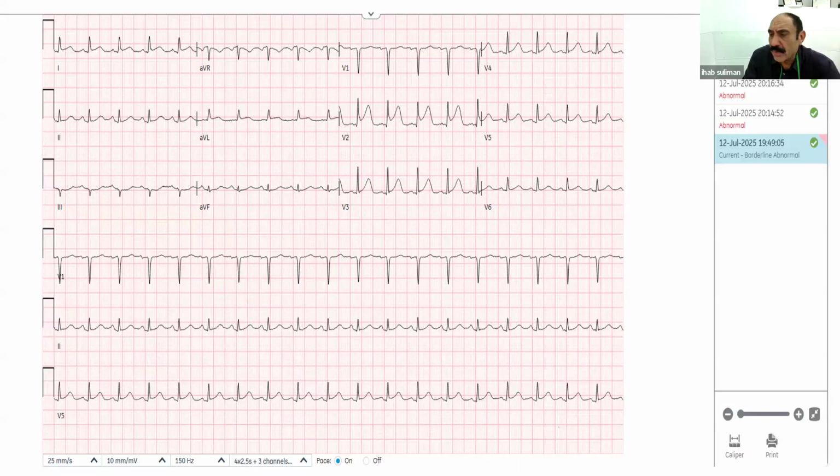So this is a gentleman who came yesterday to the emergency room, and he was having chest pain that looks anginal or cardiac ischemia in origin. So please tell me what are the ECG abnormalities you can see on this ECG. Any volunteer, you can comment on the chat. So what do you see on the ECG?